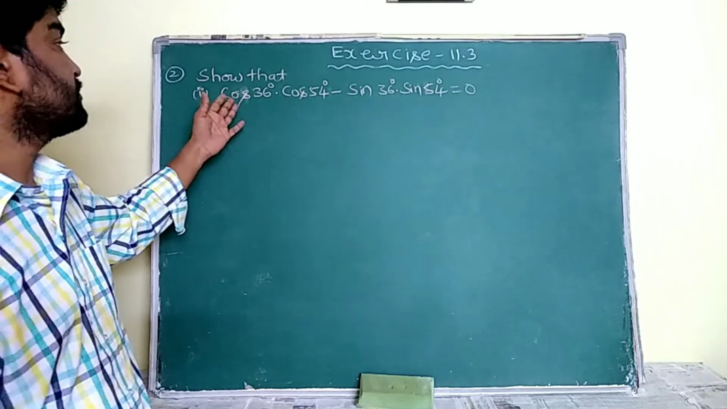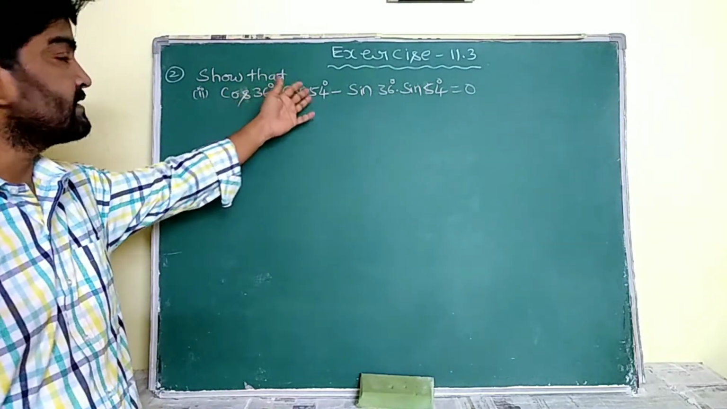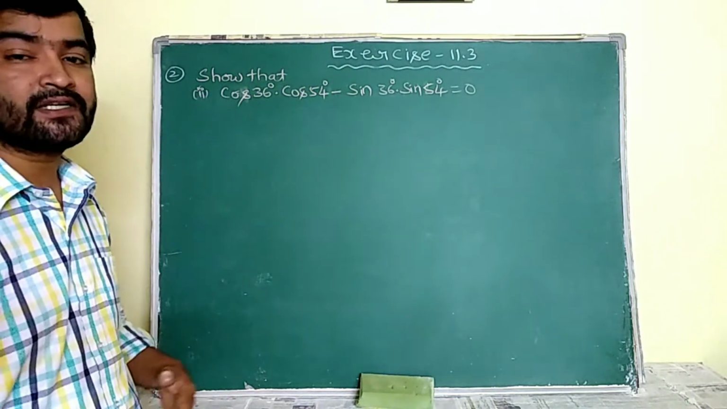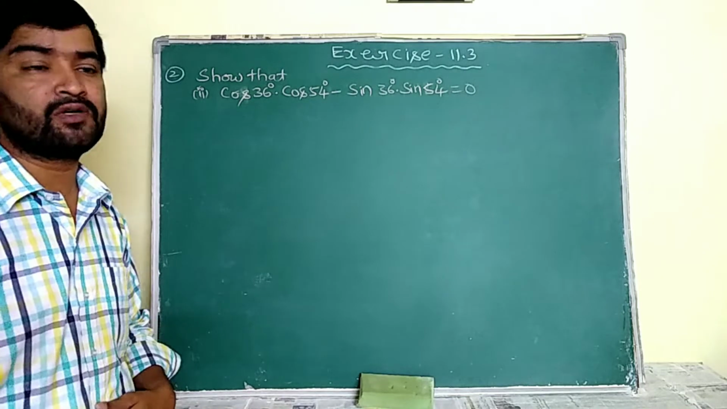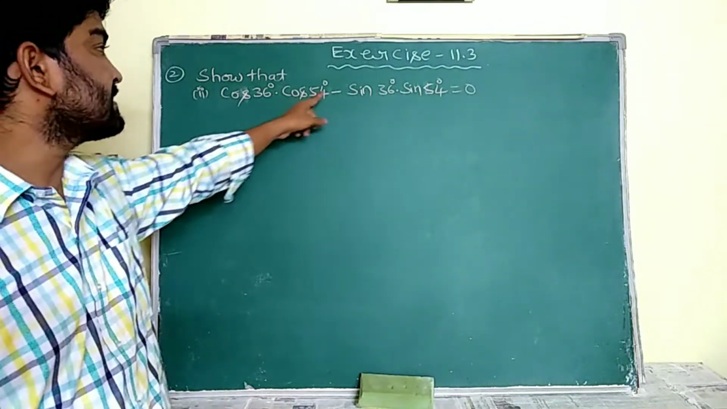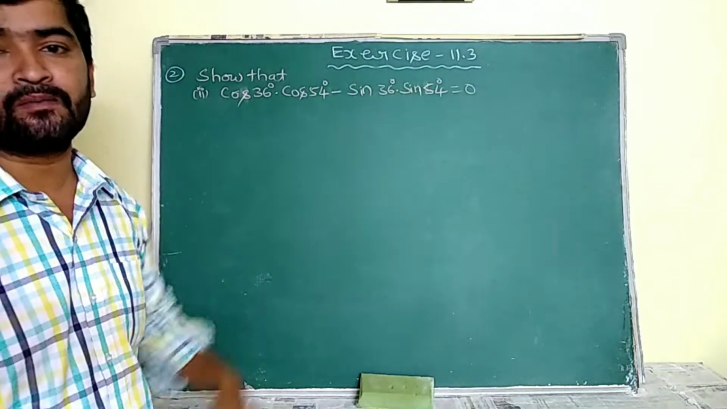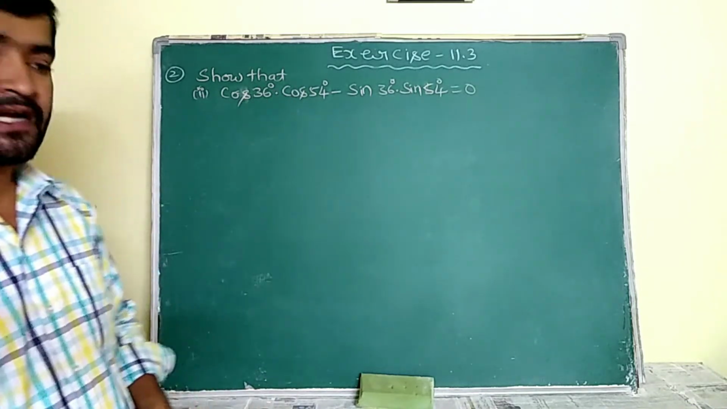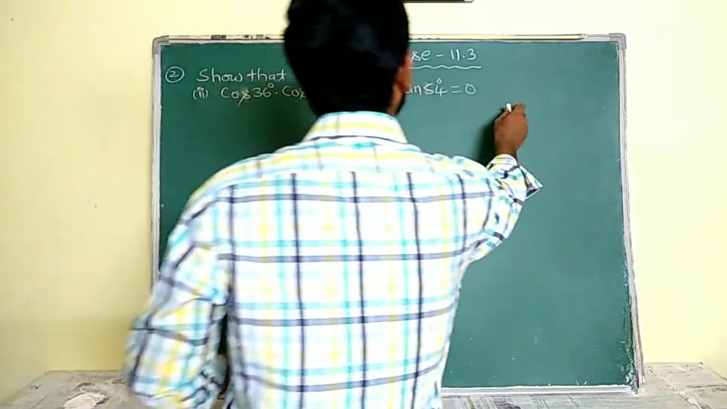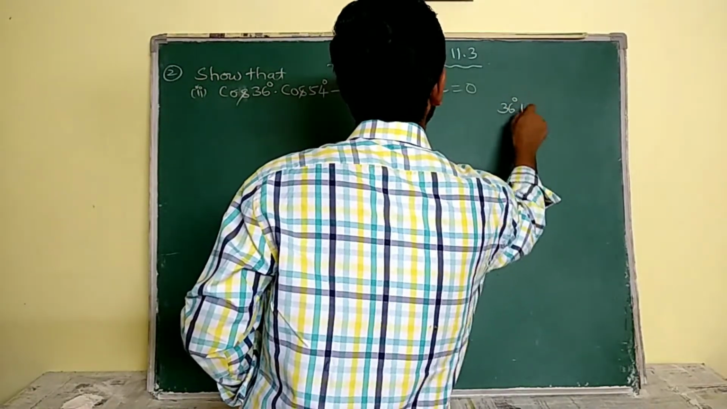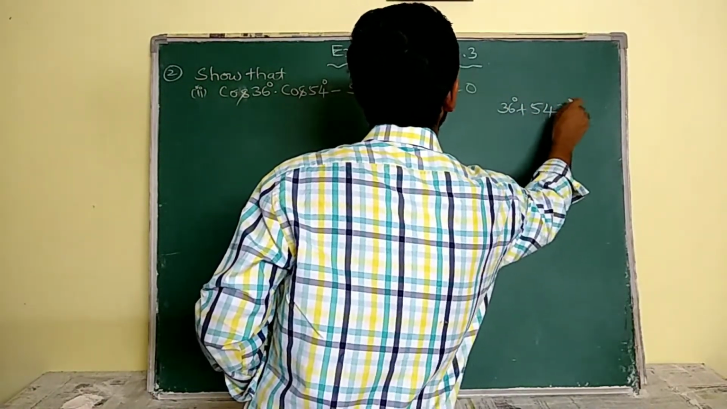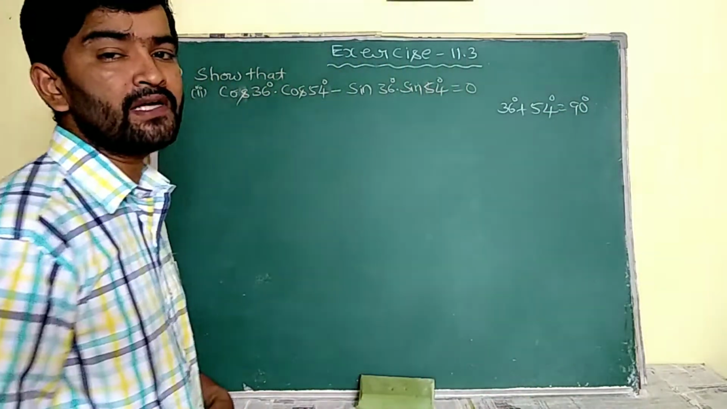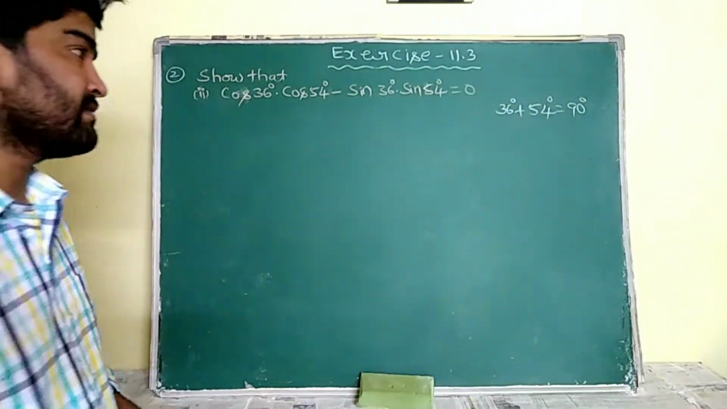Next, we are asked to show that cos 36 degrees into cos 54 degrees minus sin 36 degrees into sin 54 degrees is 0. Here we have 36, 54, again 36, 54. That means the same pair of complementary angles we are having. Complementary angles, we know 36 degrees plus 54 degrees is equal to 90 degrees. That is why this 36 and 54 are known as a pair of complementary angles.